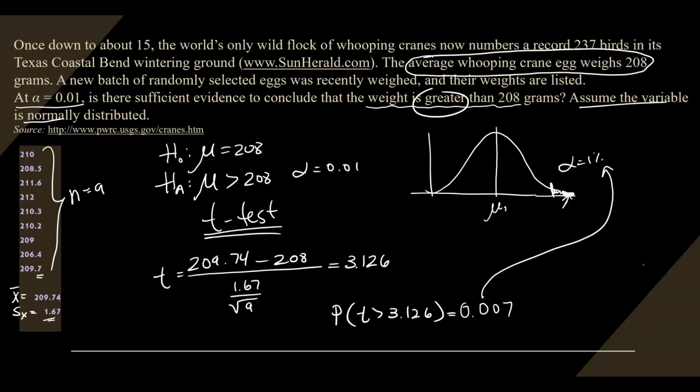Therefore, since our claim was, is there sufficient evidence to conclude that the weight is greater, we are able to reject our null on the basis of our evidence, and it does suggest that the weight is greater than 208 grams. So again, we are rejecting the null, and once you reject the null, the alternative has to come into place. And our alternative, I forgot to put this here, was our claim in this case.